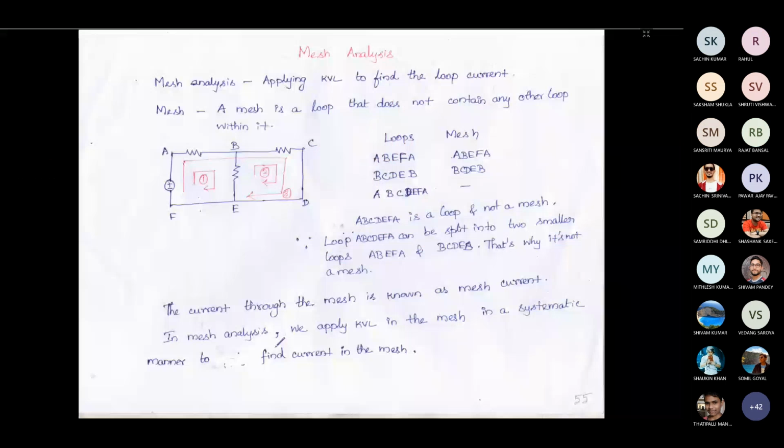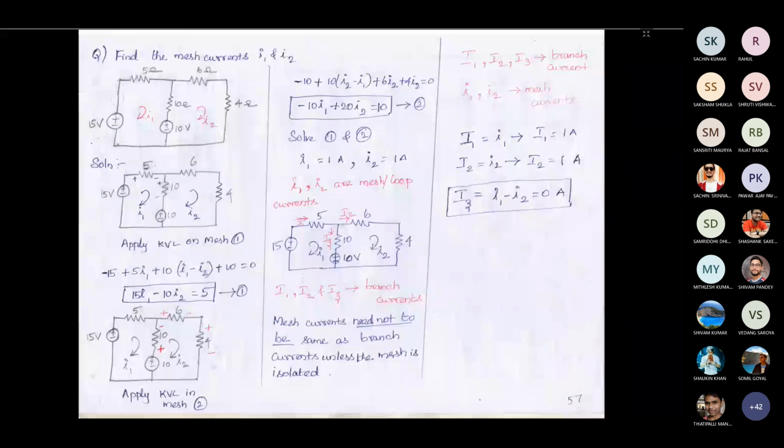Smaller loops. So whichever cannot be further split into smaller loops, that can be called a mesh. So for this circuit, we are having two meshes and three loops. The outer surface is also a loop, but since that outer loop can be divided into this one loop and this one loop, the outer loop cannot be considered as a mesh. So based on this, we discussed something.